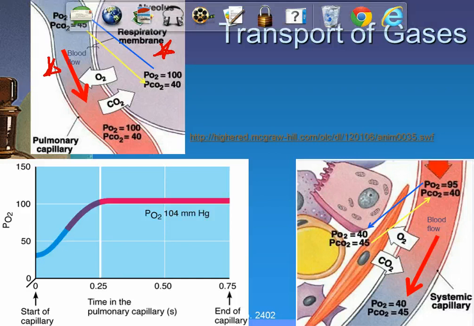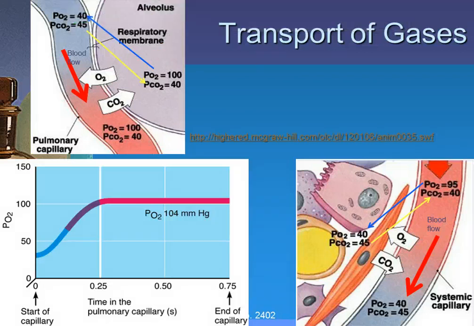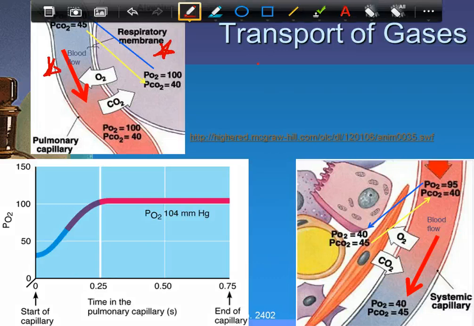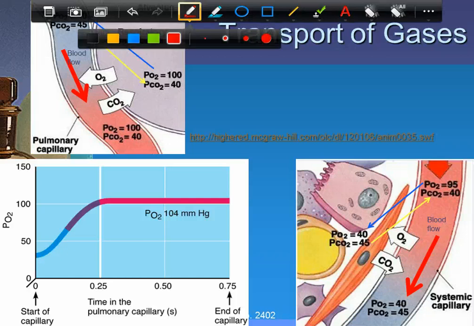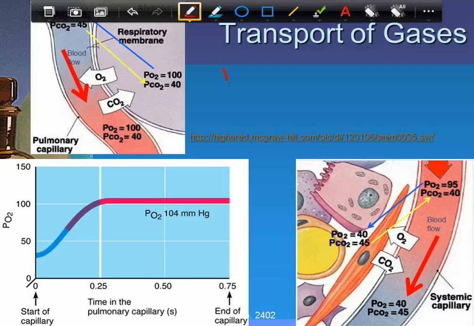Let me get rid of the bar there. Unfortunately, I can't get rid of that bar at the top. Well, there. Okay. Here's your venous blood coming down this way. Now, the bar is gone.